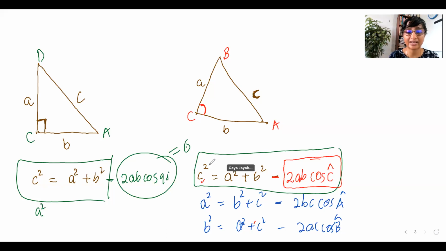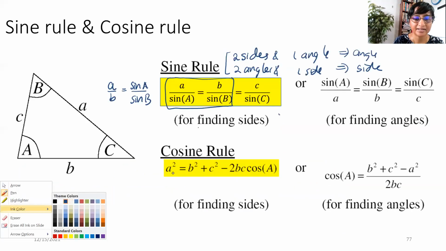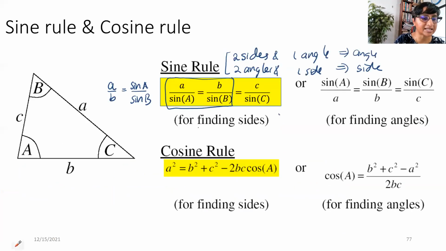Again, when you want to find a side, you write it in this form. If you want to find a side, you make that side the subject. If you want to find A, you start with A squared.